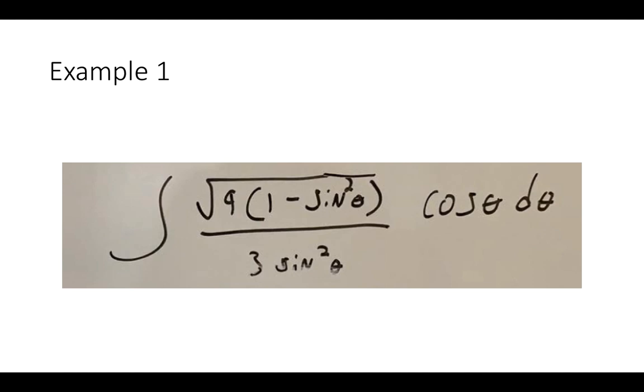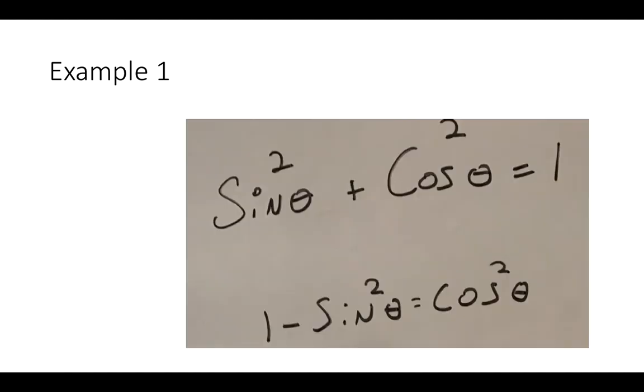What I can do is I can change the identity. How would I change the identity? This is where you need to know your trig identities. Remember from pre-calculus, sine squared theta plus cosine squared theta is equal to 1. Well, if we rearrange it, it shows that cosine squared theta can equal 1 minus sine squared theta.